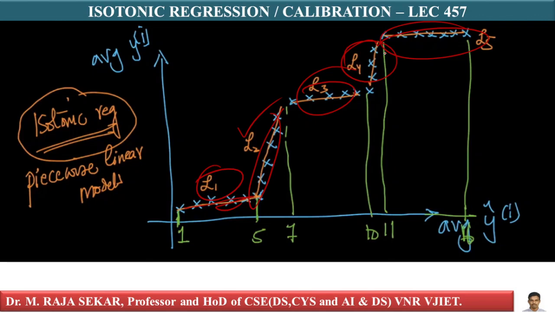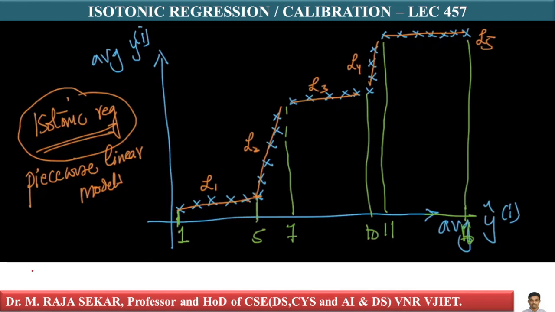So isotonic regression tries to approximate this relationship using a bunch of lines, and these are called piecewise linear models. Why piecewise? Because you are taking a piece of the total curve and building a linear model there. So in this piece L1, it is a linear model.